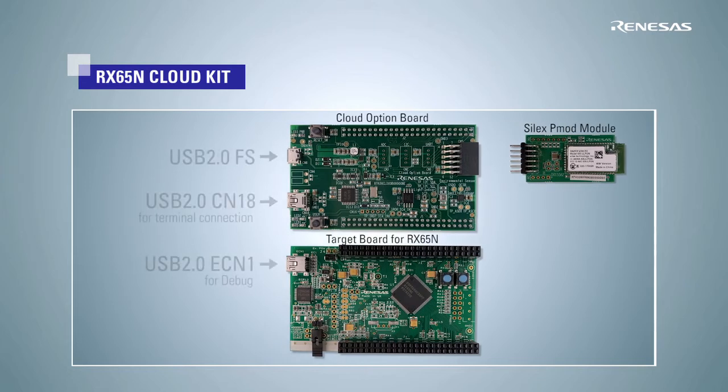There are 3 USB interfaces. The micro USB terminal is for a USB full-speed interface, and the 2 USB Mini B terminals are for debugging and communication with the terminal software.